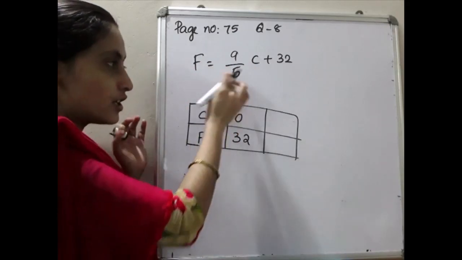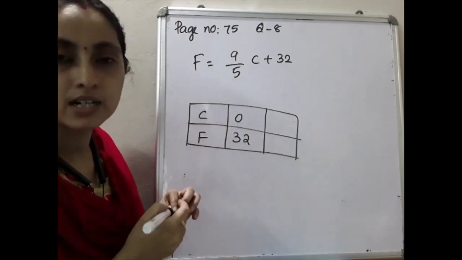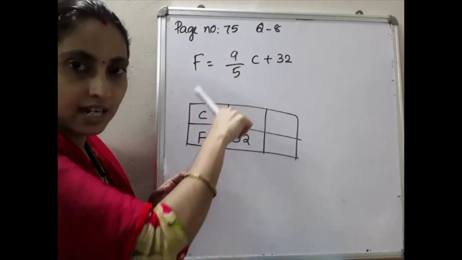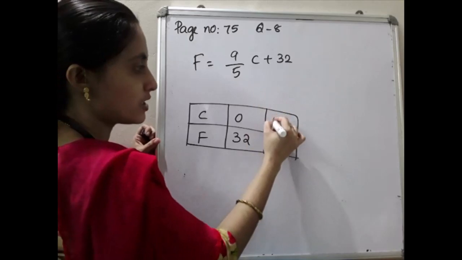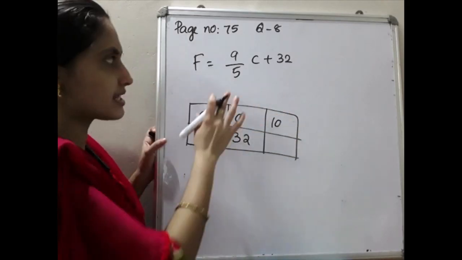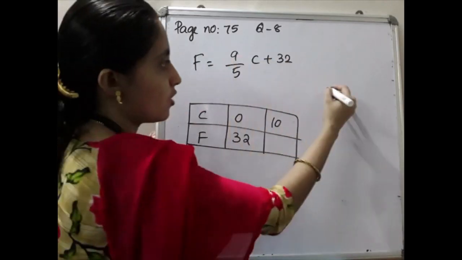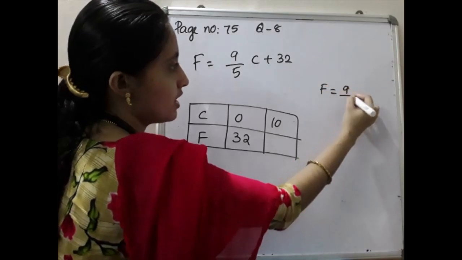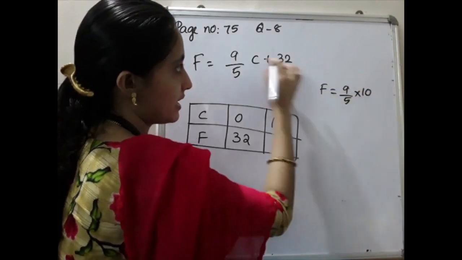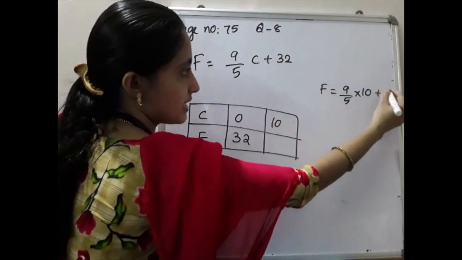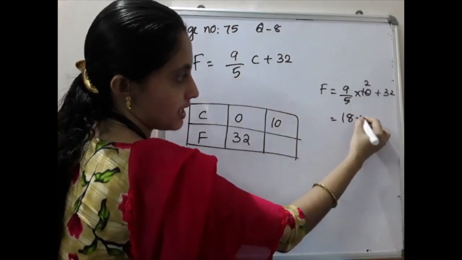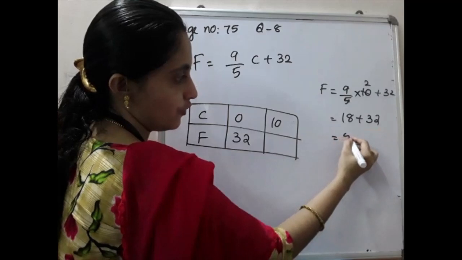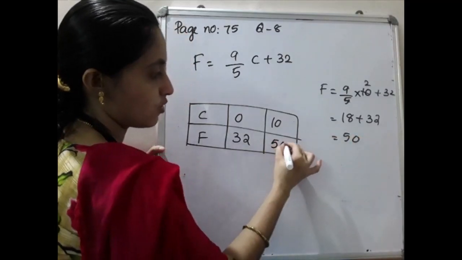Okay. So here the denominator is 5. So it is better to take a multiple of 5 as C, so that it will cancel and you get a whole number. So I will take C is equal to 10. How does F become? F will be equal to 9 by 5 into C, which is 10, plus 32. So this will be cancelled too. So 18 plus 32 is equal to 50. So F will be equal to 50.